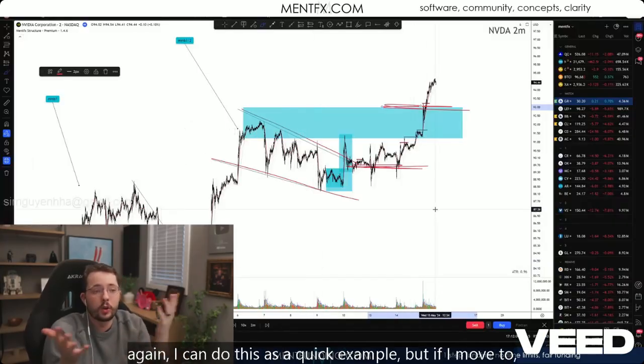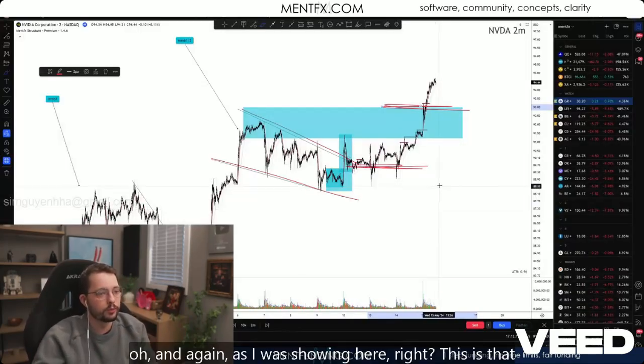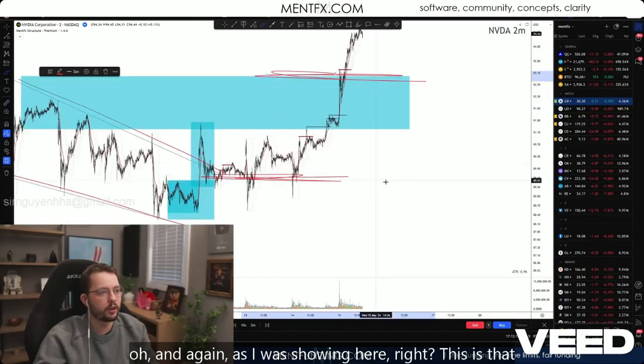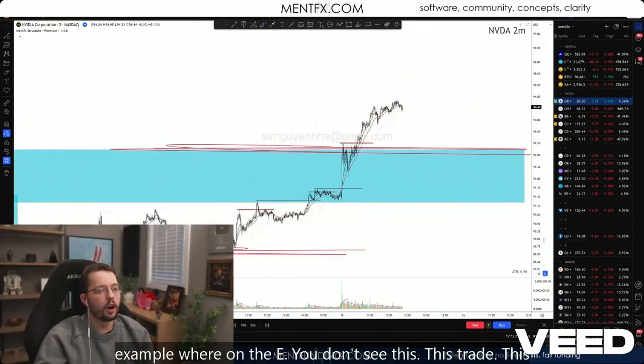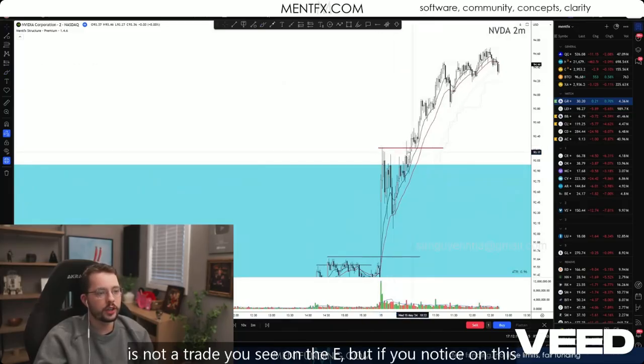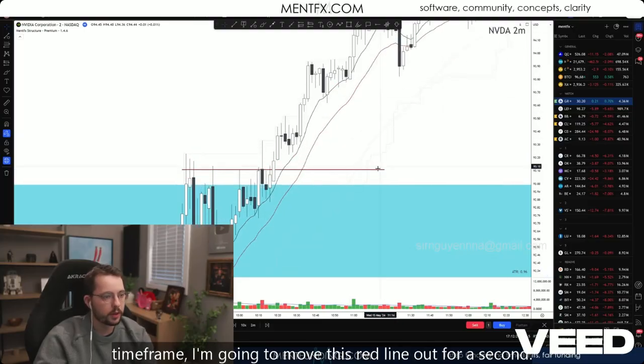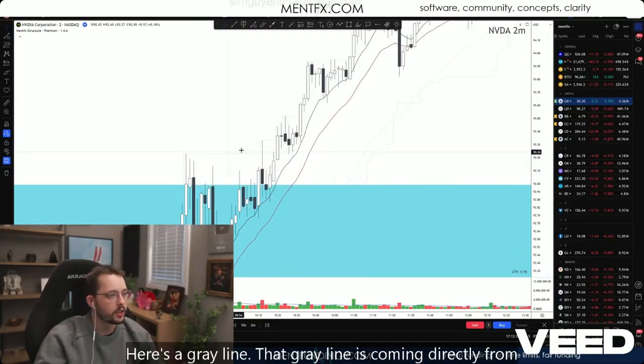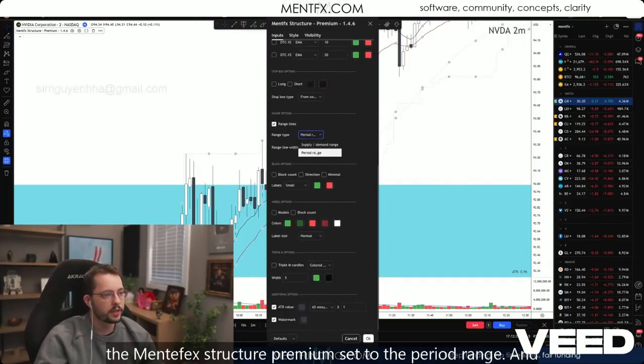So again, I can do this as a quick example, but if I move to, as I was showing here, this is that example where on the E, you don't see this trade. This is not a trade you see on the E, but if you notice on this time frame, I'm going to move this red line out for a second. Here's a gray line. That gray line is coming directly from the Mentafex structure premium set to the period range.